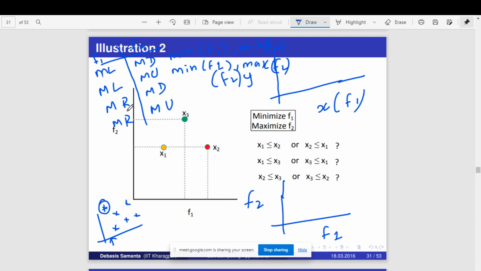And maximizing f1, moving towards right, and minimizing f2. In that case, which solution will you say is a better solution? No, tell both ways. It is not only one.